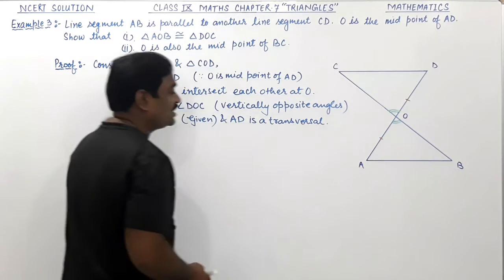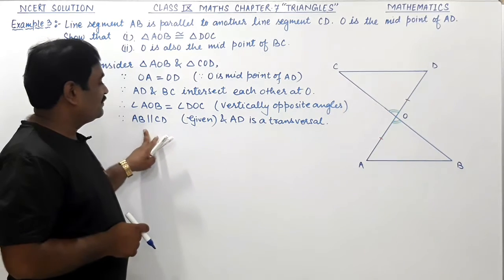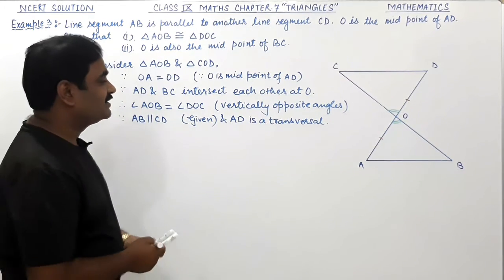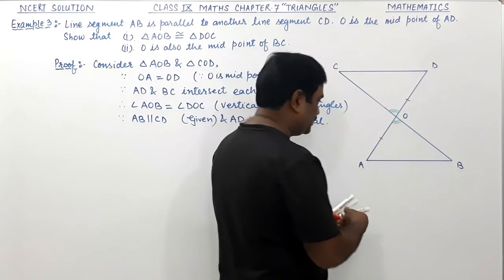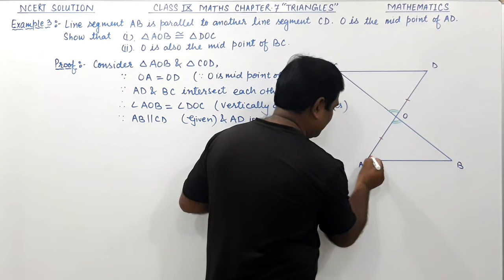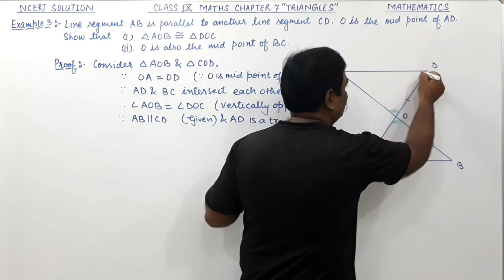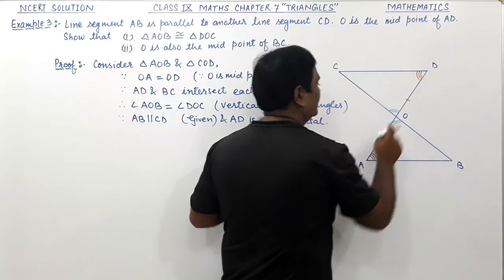Right? So in the chapter lines and angles, you have read that if two lines are parallel and a transversal is intersecting, then alternate interior angles are equal. Now the question is arising, which angle is alternate interior in this? So this angle A of this will be equal to angle D of this triangle, right?